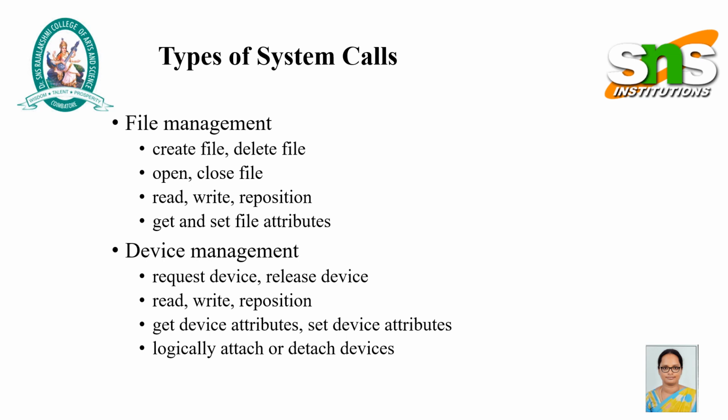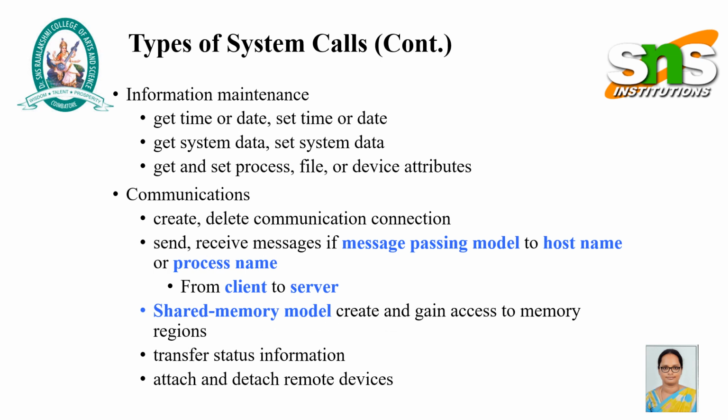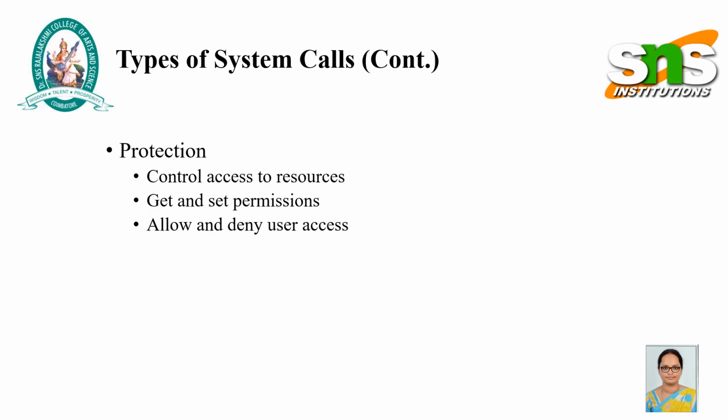Device management system calls are for requesting a device or releasing a device, read, write, repositioning, getting device attributes, and setting device attributes. Information maintenance is used to get the time, date, and system updates. Communication means sharing messages between the host and the client or user. For sharing information, we use a communication system call. Next one, protection. It controls access to resources, provides permissions, and denies usage.